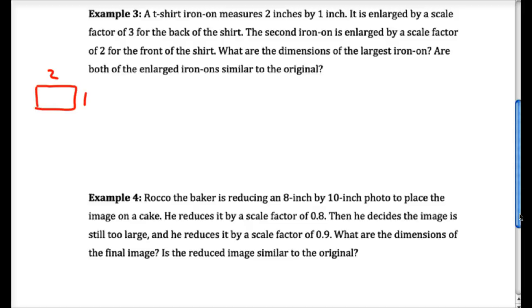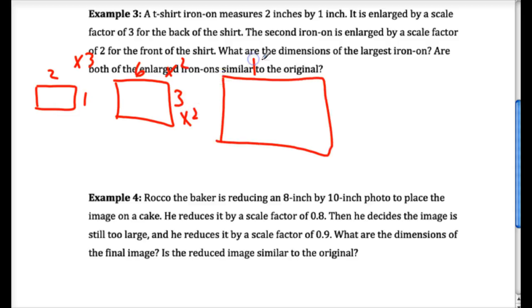So we're going to do this one by 3, which hopefully you guys can do in your head. Is that 6 by 3? Is that right? Yes. And then the second iron-on is a scale factor of 2, so I'm going to multiply this one by 2. 12 by 6. Double it. And what are the dimensions of the largest iron-on? 12 by 6.